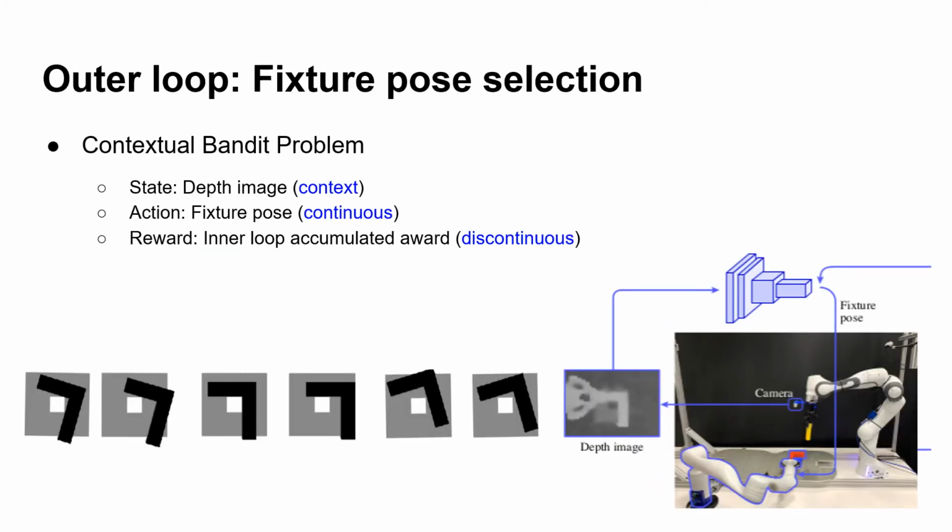The outer loop fixture pose selection has been formulated as a contextual bandit problem, which is one of the novel contributions of this work. The state is a depth image, the action is the fixture pose, and it's continuous. The reward is the inner loop accumulated reward. However, the reward is discontinuous with respect to the action. The goal is to find out the optimal placement of the fixture autonomously. The challenging part of this problem is having a discontinuous action to reward function.